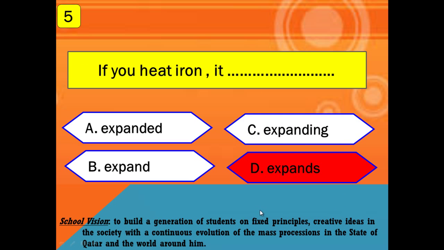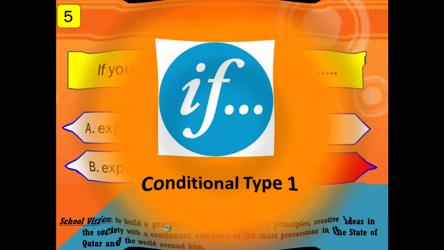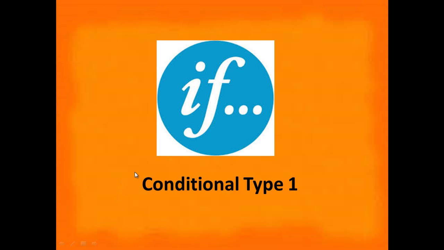For number 5, if you heat iron, it expands. Present simple. Okay. So this is type 0. Here if refers to facts. Okay. Followed by 2 sentences. The first one is in simple present or present simple, and the next one is in the same tense. Okay. Now let's move to the next type of conditional sentences. Conditional sentences type number 1.